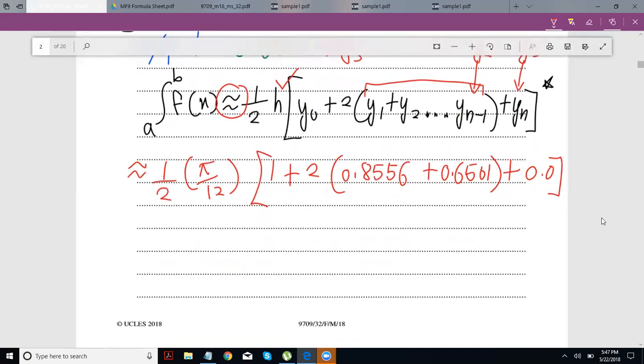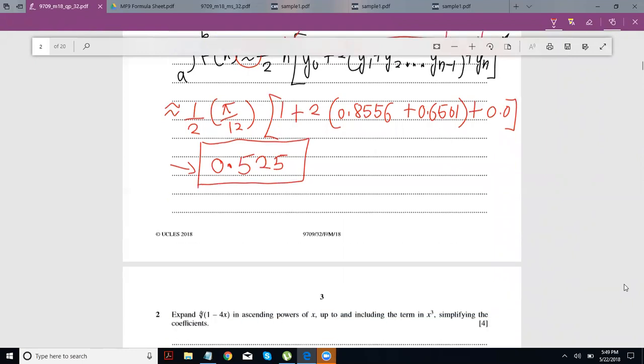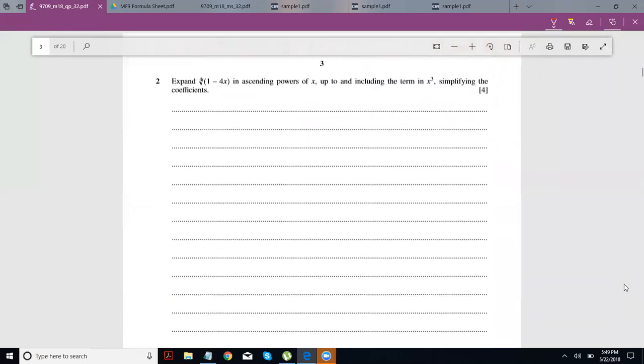Now, all you need to do is just pop this into your calculator. So let me do so. And you'll get your answer of 0.525 that I've rounded off as per the requirement of the question to 3 decimal places. Okay, so let's proceed.